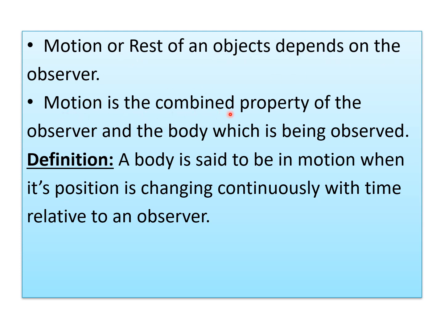Motion is a combined property of the observer and the body which is being observed. So, the definition of motion: a body is said to be in motion when its position is changing continuously with time relative to the observer. So, any object can be taken as the point of observation, that is motion.